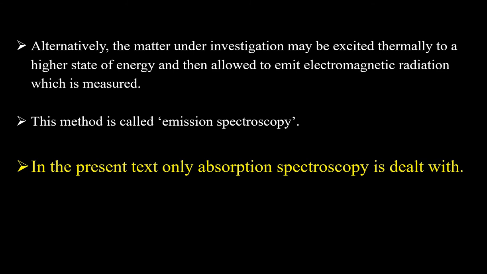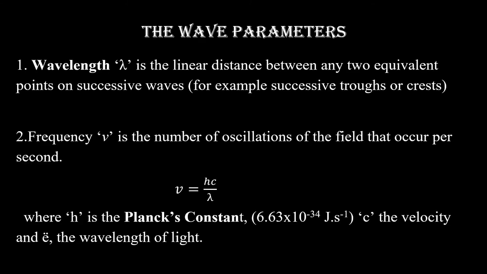In today's lecture, only absorption spectroscopy is considered, for which we'll have to consider the wave parameters. Wavelength lambda is the linear distance between any two equivalent points on successive waves, that is, successive troughs or successive crests. Frequency nu is the number of oscillations of the field that occur per second.